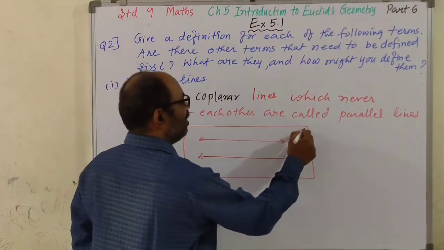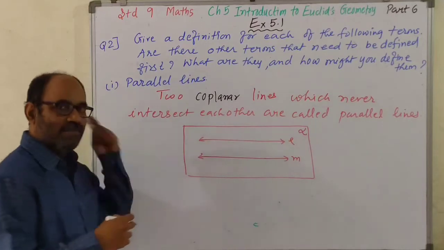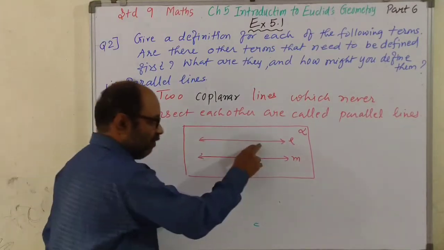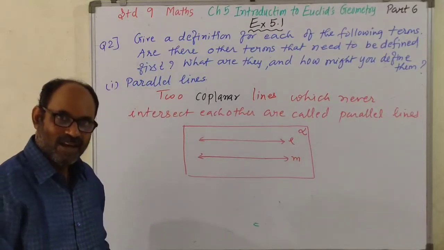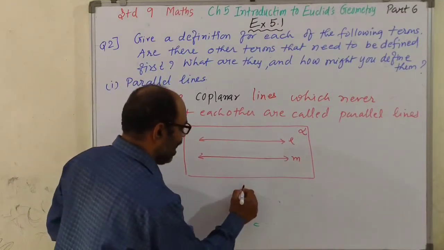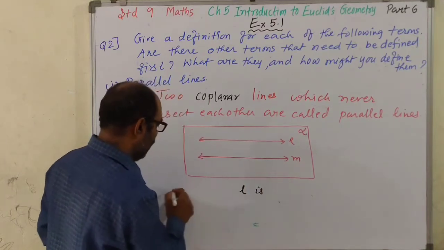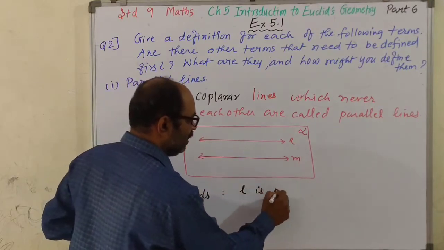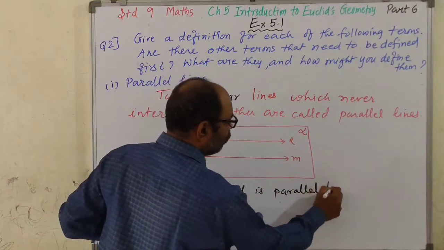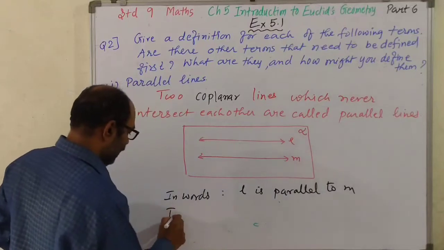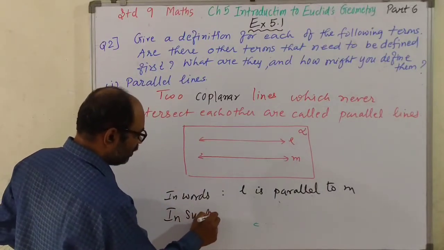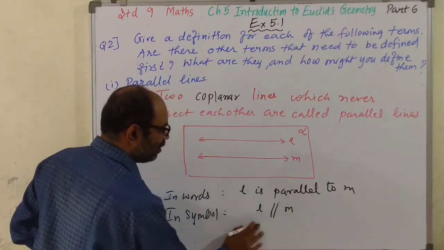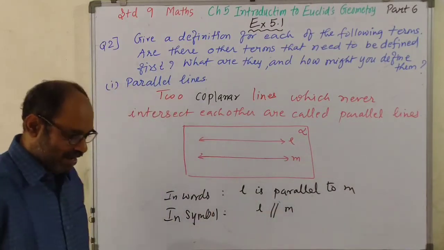And the name of the plane, alpha. Uska bhi kuch naam alpha. It is a Greek letter which is called alpha. So ये plane alpha में दोनों line L and M है. And how do we write symbolically? In words, L is parallel to M. And in symbol, L is parallel to M. This is how we write symbolically. Understood?